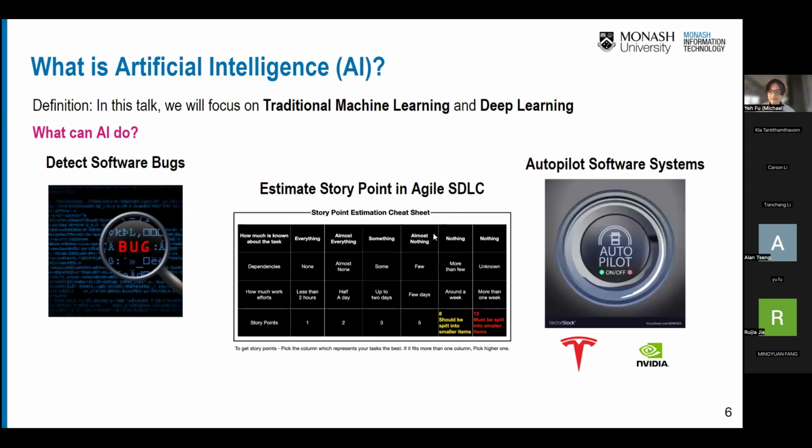Outside the context of software engineering, we also have autopilot software systems developed by Tesla and NVIDIA. Basically, this is a computer vision model, and we have cameras around your car, and each camera captures real-time images and sends them to the cloud computing system, which can perform real-time prediction using a deep learning model to achieve autonomous driving.